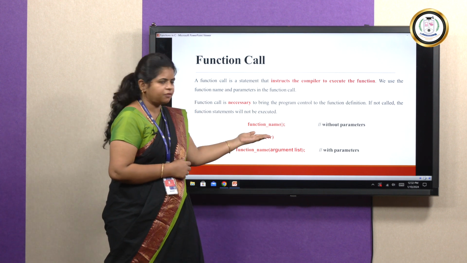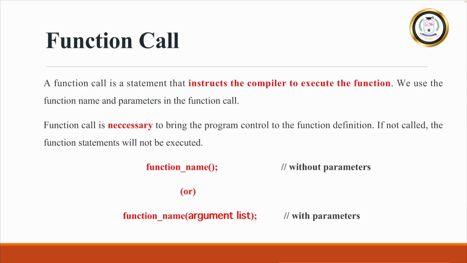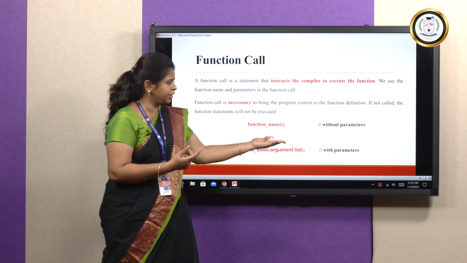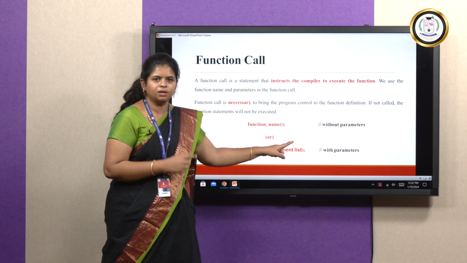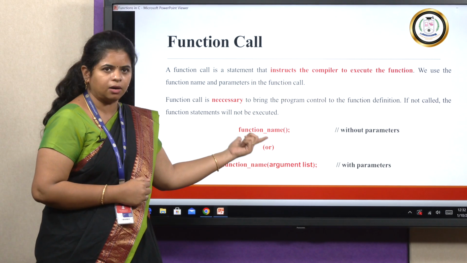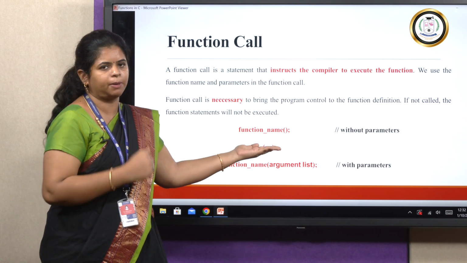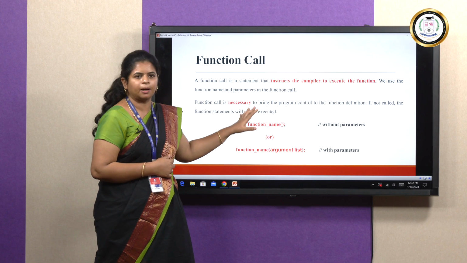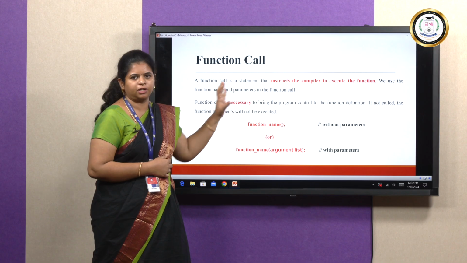While calling a function, you should write the function name followed by the opening and closing parenthesis. Inside that, you can mention the argument list, or else you can just leave it empty, according to the requirement. It should end with a semicolon. Once the compiler encounters this line, it will go to that particular block. This is how you pass the control to the function block. It instructs the compiler to execute that particular function.